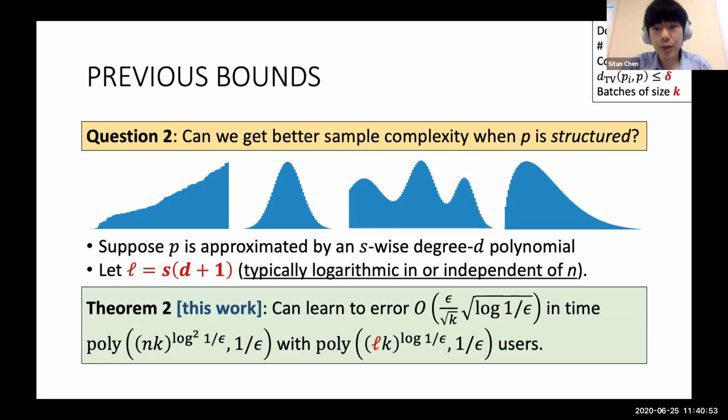And so the main result of this work is to show that you can actually leverage this kind of prior structural information of P being approximated by a piecewise polynomial to get dramatic sample complexity savings. So instead of running in sort of quasi-polynomial with a dependence on n in the number of users, we only need to run in roughly L to the log 1 over epsilon users. Okay? And here L, again, is significantly sublinear in the domain size.